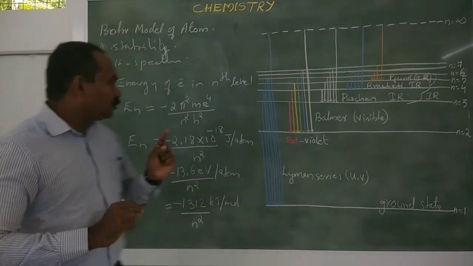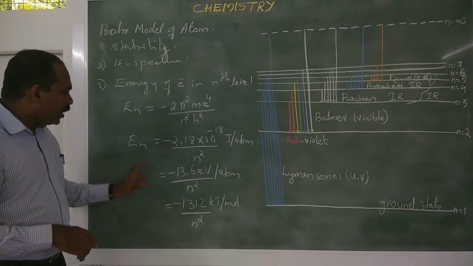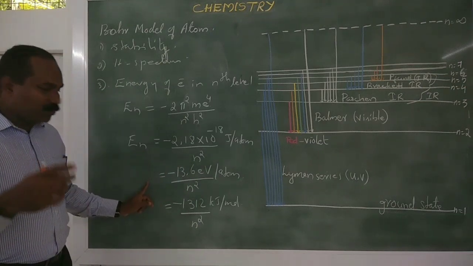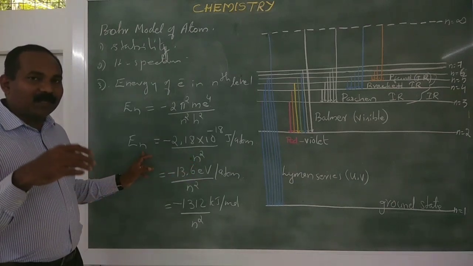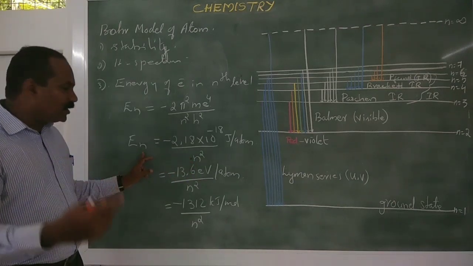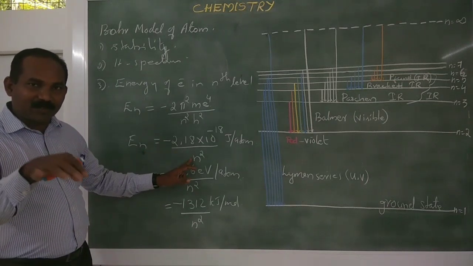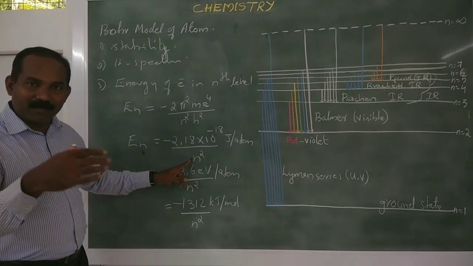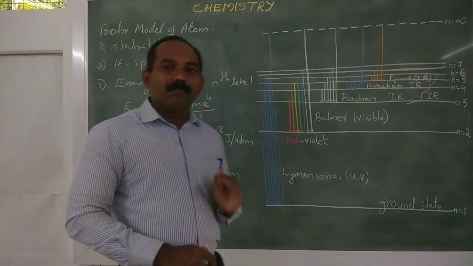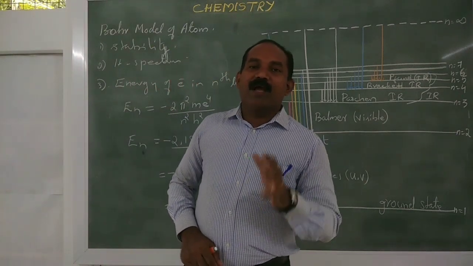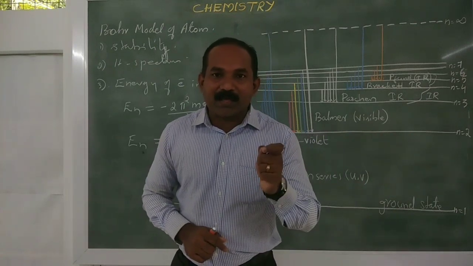If n is equal to 1, you substitute n equal to 1, 1 square. For n equal to 2, E2 is this value divided by 2 square. If you want to calculate the energy of the third level, n equal to 3, so 3 square. You practice the different values at home. So this is the third important merit of the Niels Bohr atomic model. Are you clear?